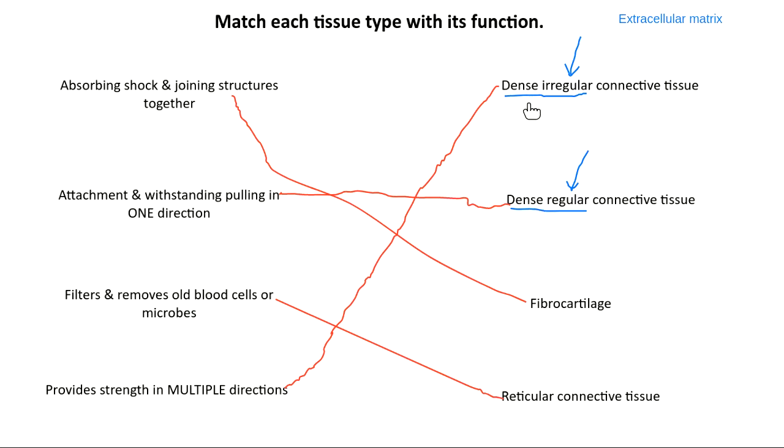Dense irregular connective tissue is found in places like the dermis, which is deep, to use our directional term, deep to the epidermis. Dense irregular connective tissue is found in that layer underneath the outside of your skin, so that when you move your fingers, when you move your toes, when we're pulling in a whole bunch of different directions, your skin doesn't rip, for example. So dense irregular connective tissue, proteins go in all kinds of directions. Dense regular, they go in one direction.